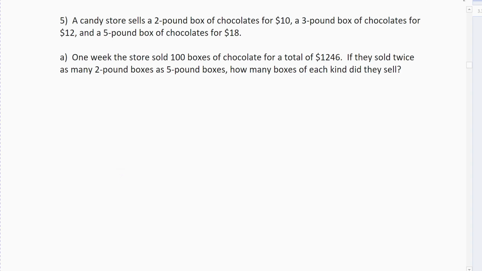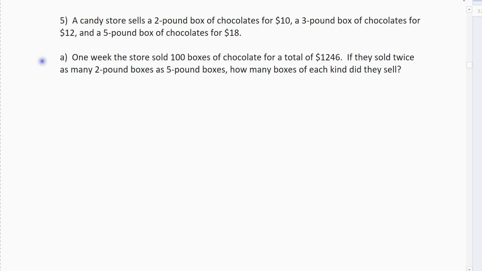Page 3, which I believe now we're going to have 3 variables. All right, so we have a candy store. There's one problem, 2 parts, as they give me 2 different pieces of information. So I have a candy store that sells 2-pound boxes of chocolate for $10 a piece, a 3-pound box of chocolates for $12, and a 5-pound box of chocolates for $18. Right, sort of the general information I'm going to use for the entire problem.